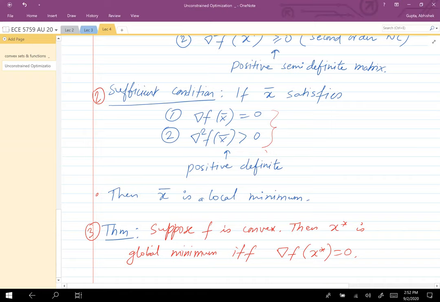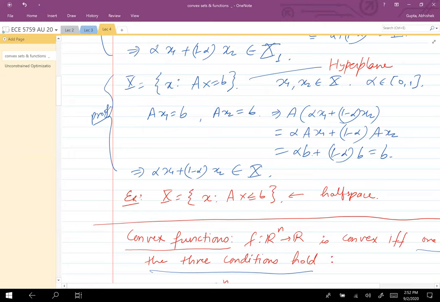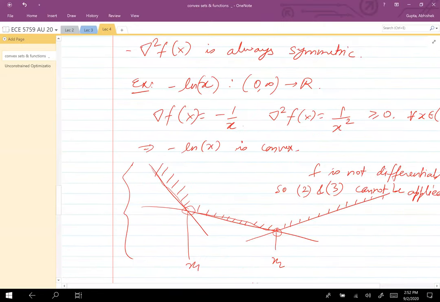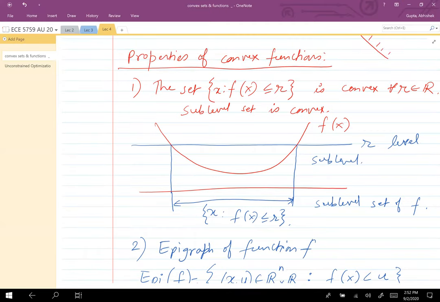Professor, I have a question on the properties of convex functions. For property one, it says the sub-level set is convex. Should the function f(x) itself be a convex function or just any random function? No, it has to be a convex function. This is properties of convex functions, so I'm assuming f is convex. Okay, thank you.